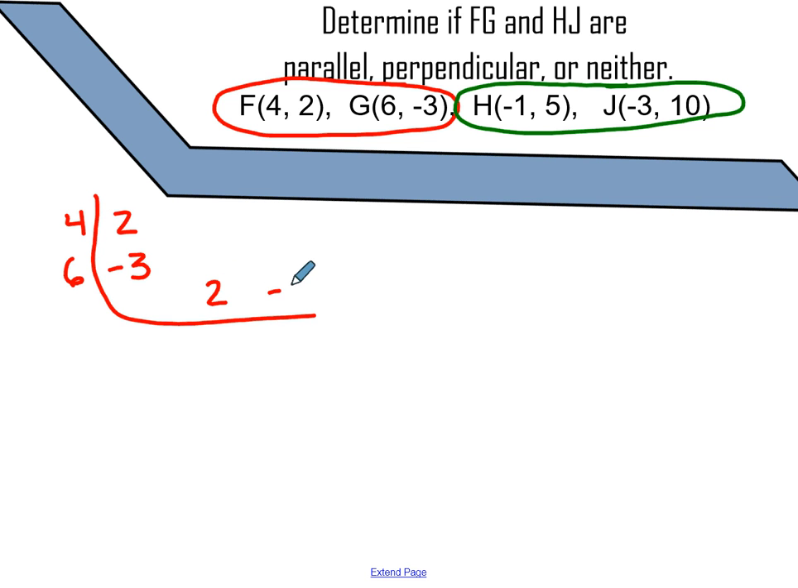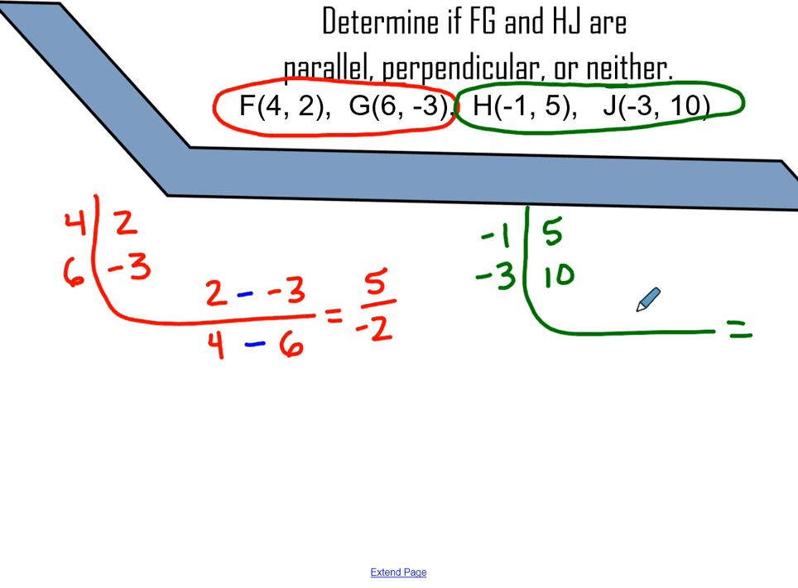Don't forget to put your minus sign. 2 minus -3 is going to be 5. 4 minus 6 is -2. So that's my original slope for my red equation. My green equation, I'm going to stack them up. I got -1 and 5, -3 and 10, 5, 10, -1, -3. Don't forget to put your minus sign. 5 minus 10 is -5. 1 minus -3 is actually going to be +2.